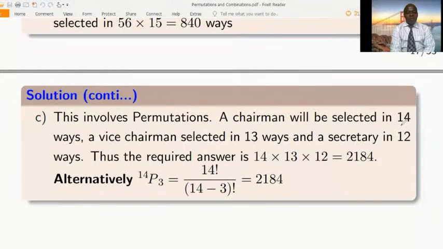Or we just reason the way I reasoned earlier. I said you have 14 ways of electing a chairman. Then you have 13 ways of electing a vice chairman. Then you have 12 ways of electing a treasurer or a secretary. And then the product is what we require as the answer to the question.